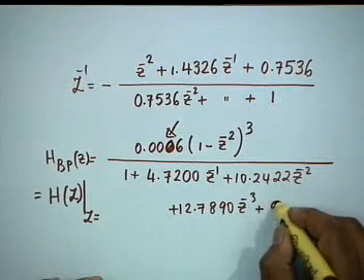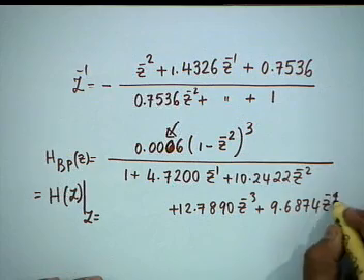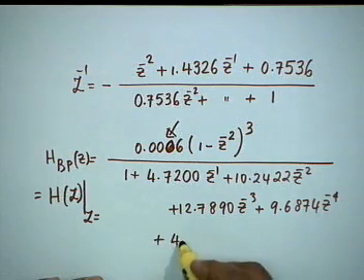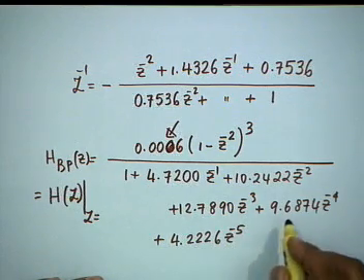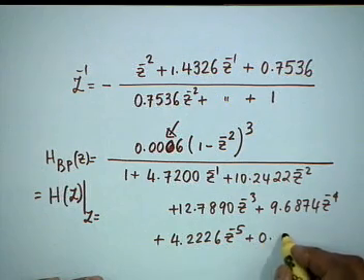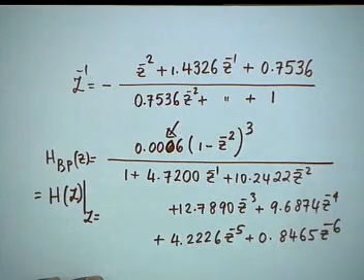12.7890, then the next one is 9.6874 z to the minus 4 plus 4.2226 z to the minus 5 plus 0.8465 z to the minus 6.